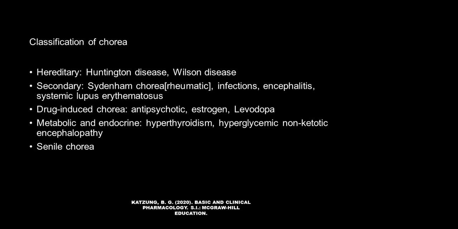Hyperthyroidism, hyperglycemic non-ketotic encephalopathy, and senile chorea. Senile chorea is applied to a sporadic chorea with onset after the age of 50. The causes of senile chorea are numerous and include drugs, medication, cerebrovascular disease, genetic and sporadic neurodegeneration, and a range of systemic disorders.